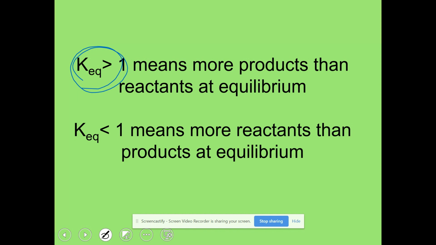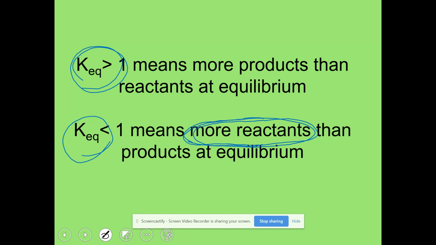And then if the K value is less than 1, that means there's not a lot of products. That means that there's way more reactants. And that probably means that the hill on the reverse reaction was smaller, so it was easier for the products to turn into reactants. And at equilibrium, you have a lot more reactants and very little products. And I've seen equilibrium constants that are like 10 to the negative 10th, 10 to the negative 15th. And you'll see those too when we get into doing the calculations.